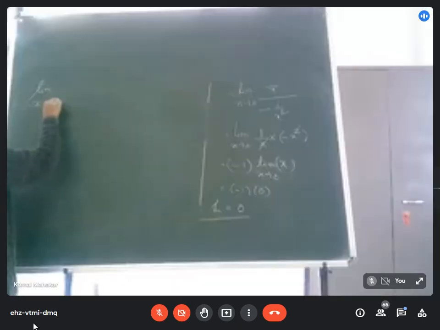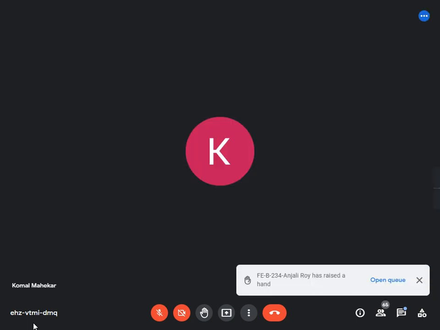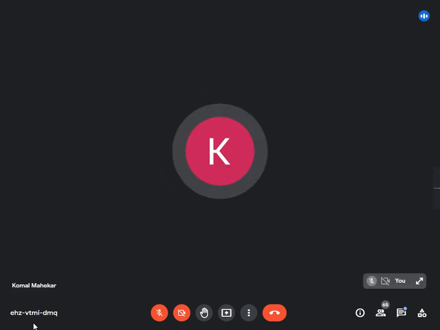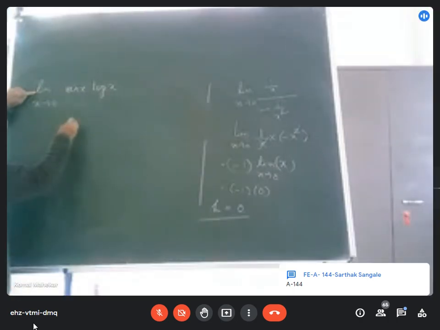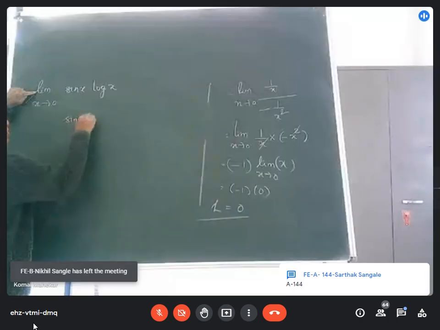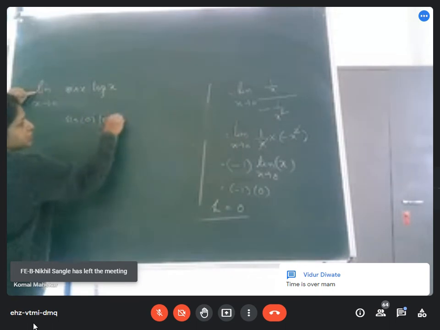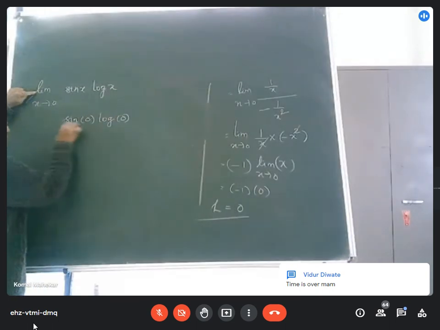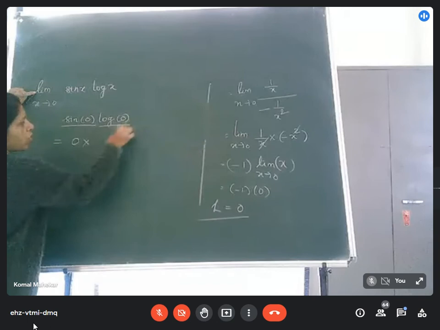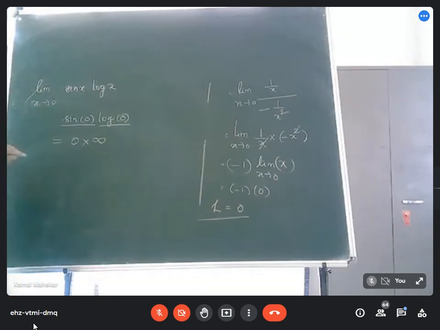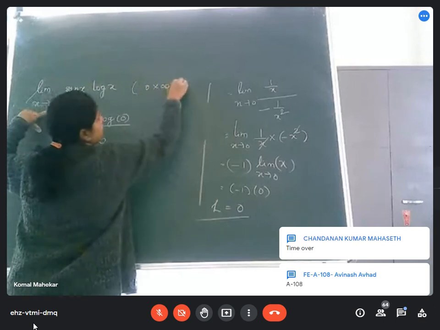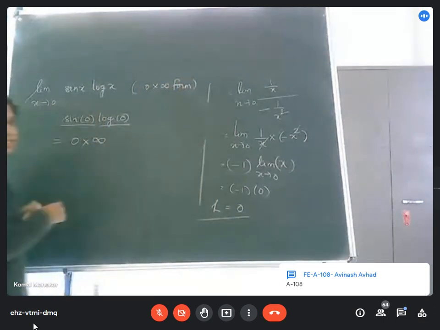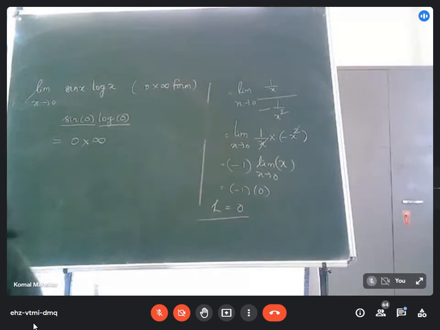Limit x tends to 0 of sin x into log of x. Now see here, apply the limit. When we apply the limit, sin 0 into log of 0. Sin 0 is 0, into log of 0 which is infinity. The problem is in 0 into infinity form. Given example is in 0 into infinity form.